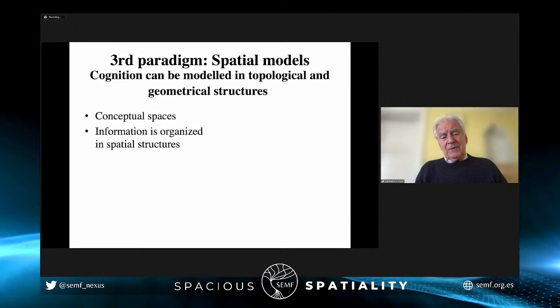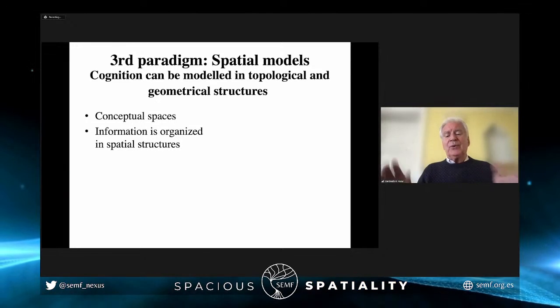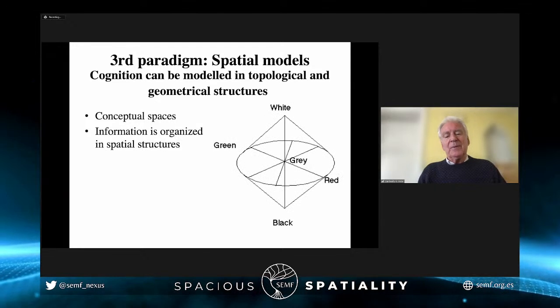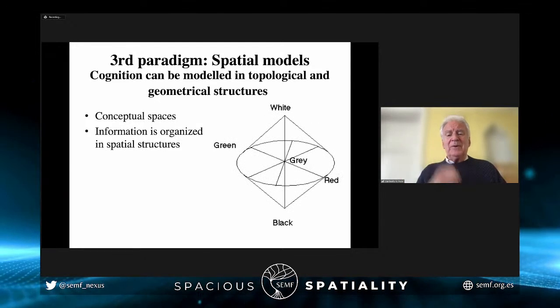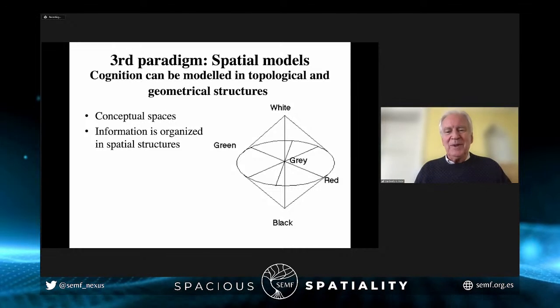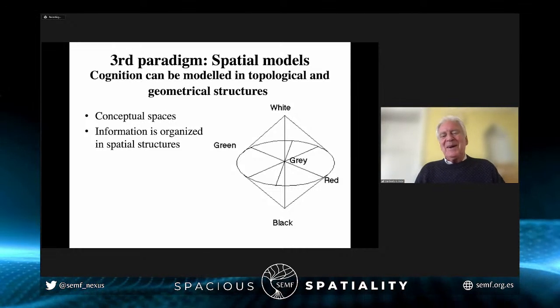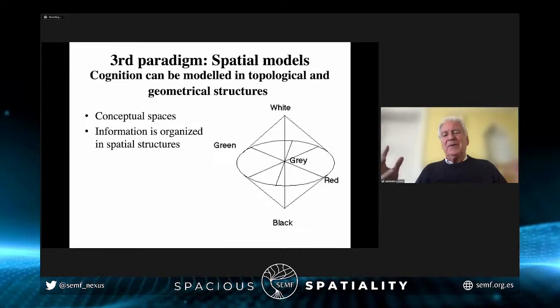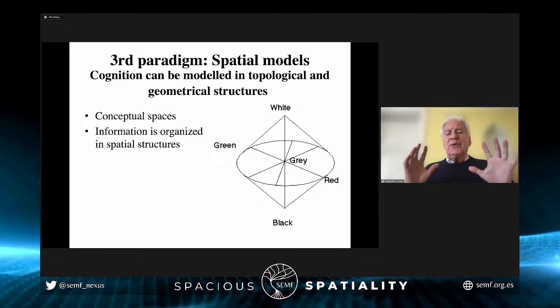And the core idea is that information is organized in spatial structures. So just to give you a very simple example of this, I mean, this is maybe my paradigm example here, is the color space. And this is a space that represents human perception of colors.